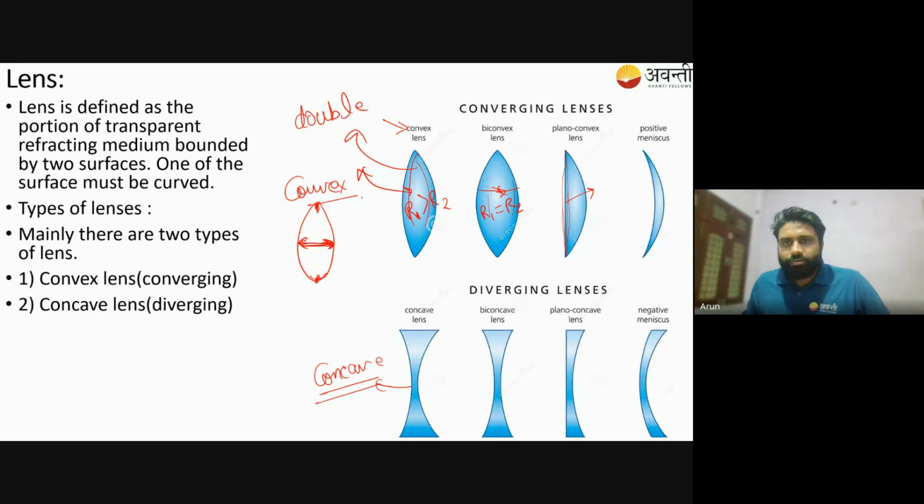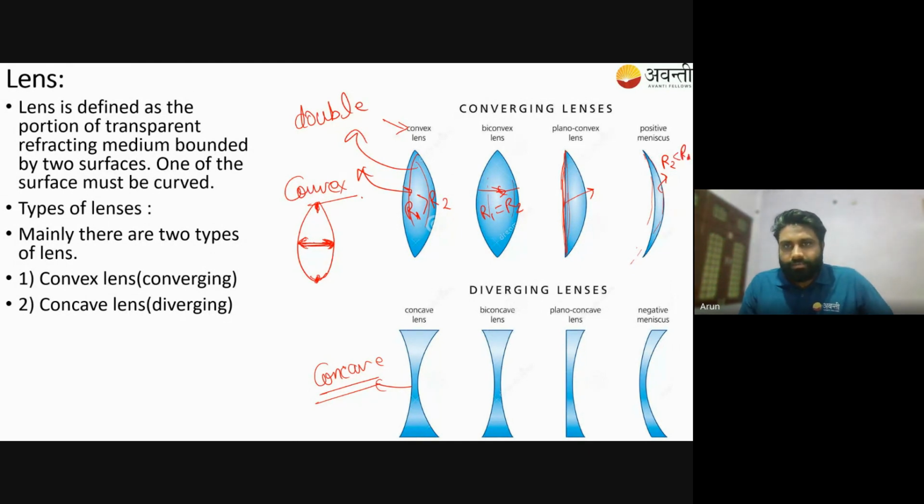Tell me in the chat box, what should be the radius for this plane surface? Pratibha, Chauhan, Devan, any one of you. Okay. And this is also a convex lens. In this, R2 should be less than R1.